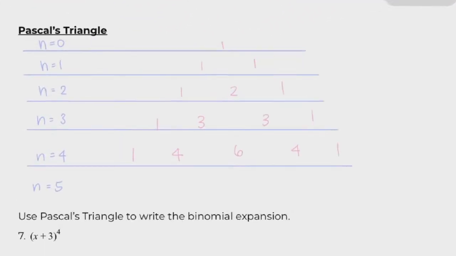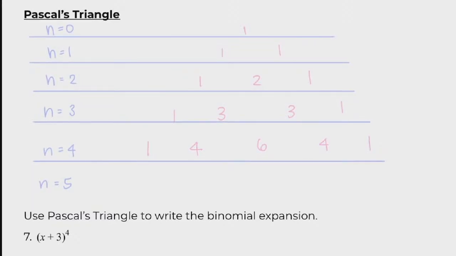Okay, next we have Pascal's triangle. On the left, the n values are the exponents. And in the triangle in pink, this is Pascal's triangle. You can add as many rows as you want, and in order to figure out what the next row is going to be, you add the 2 numbers to the left and right of it, and the ends are always going to be 1.